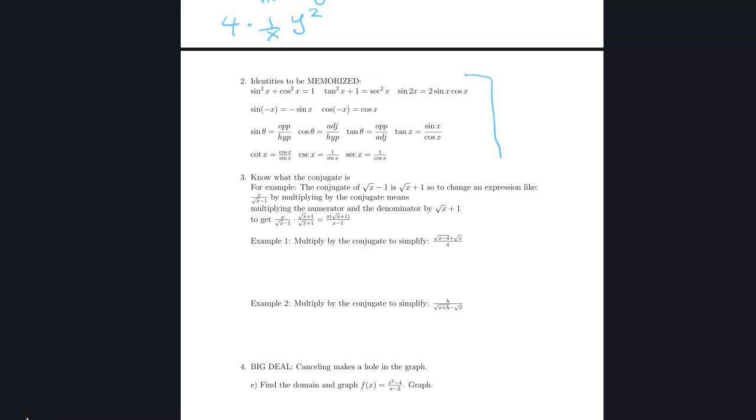So these are the trig identities that you're going to need to know. So make sure you spend some time memorizing those. Okay, multiplying by the conjugate.